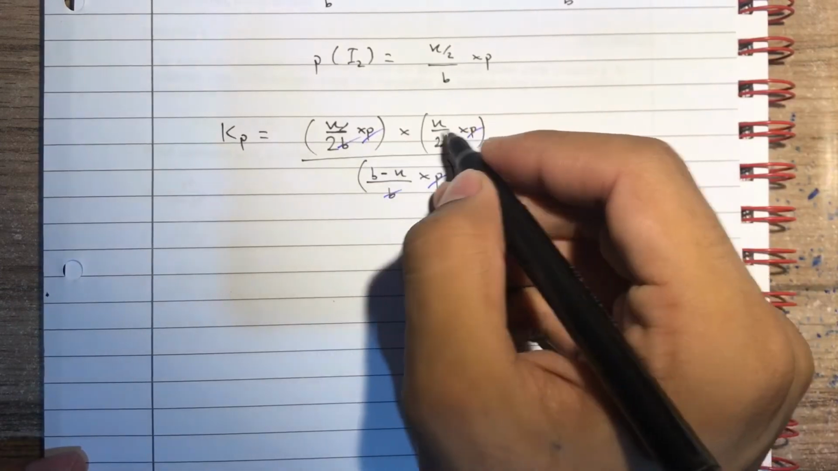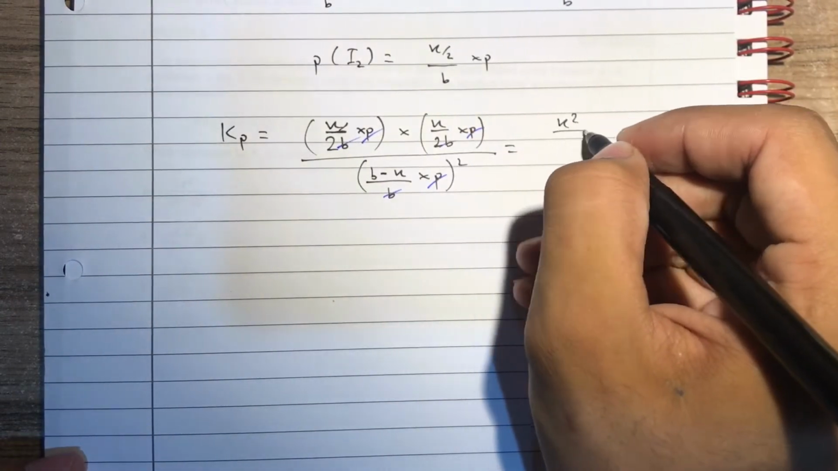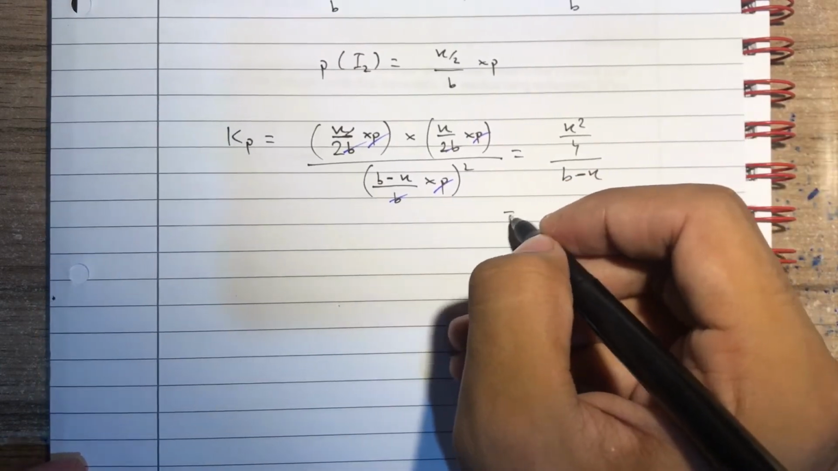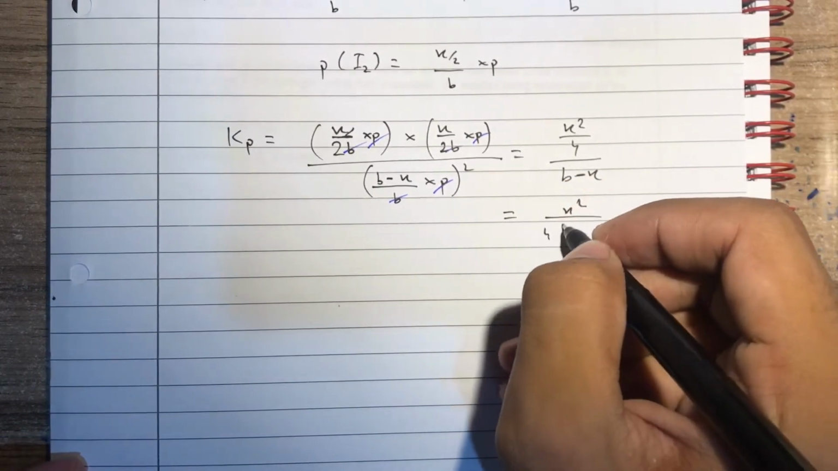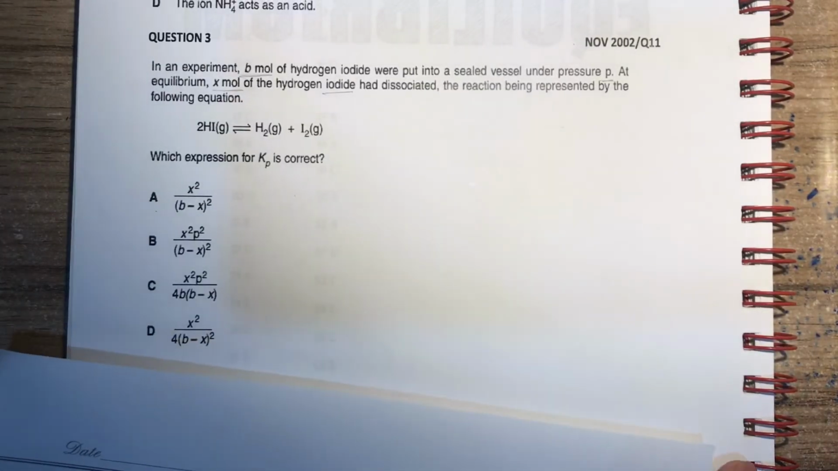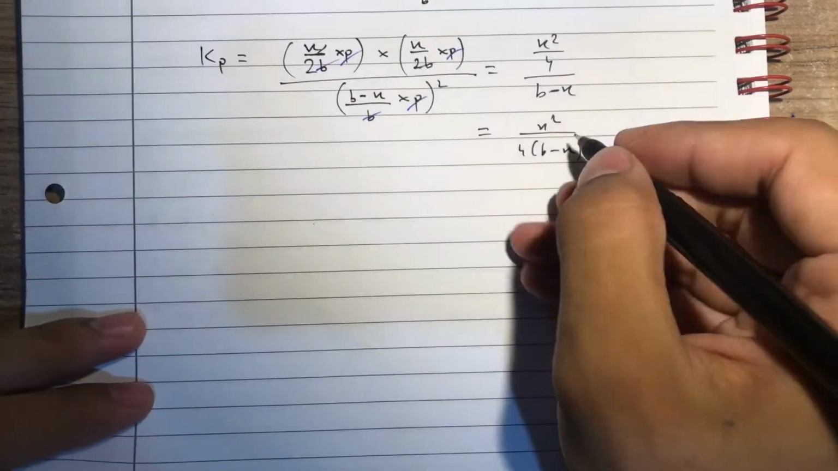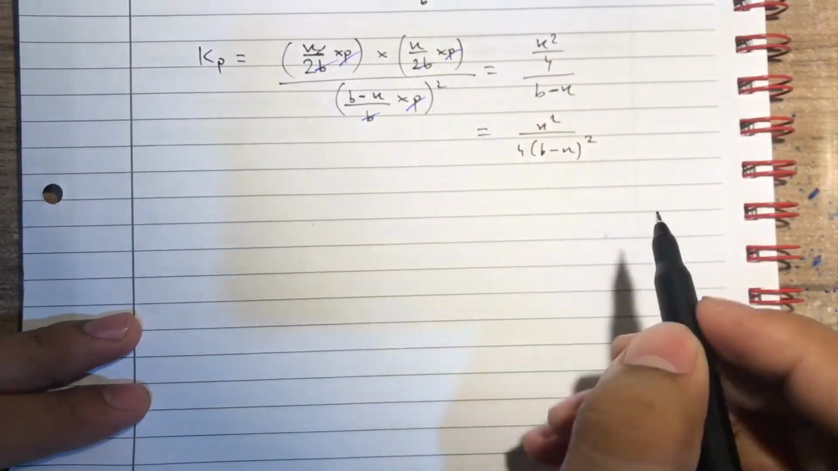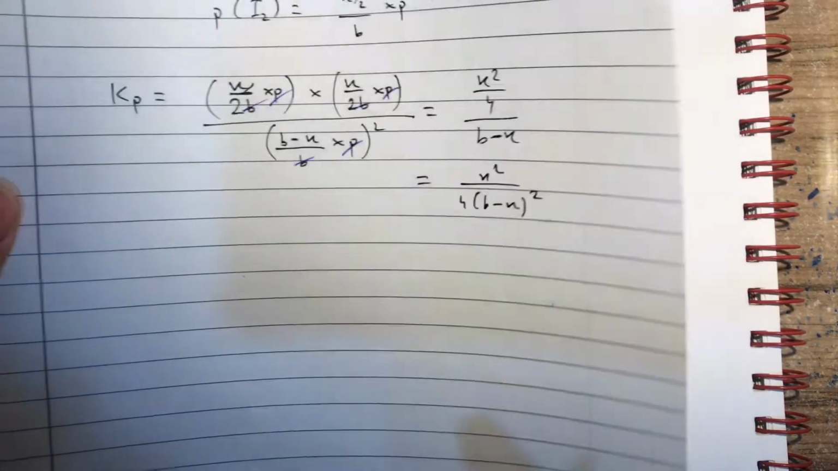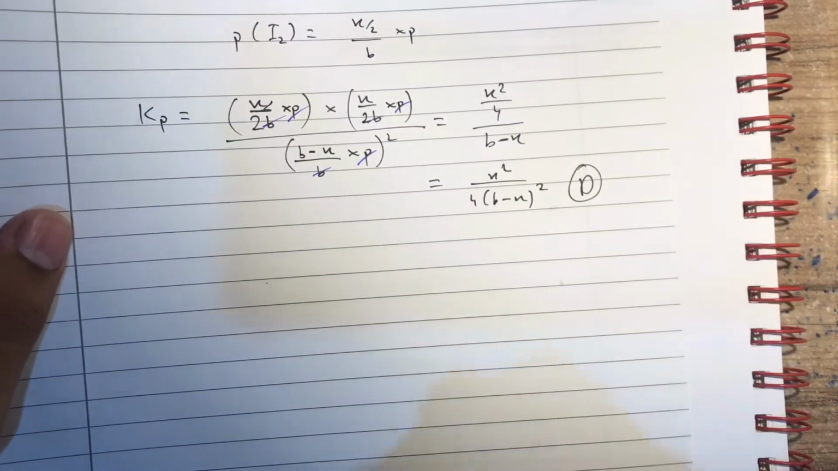Then we'll have X square upon 4 in the numerator upon B minus X. This can be written as X square upon 4 times B minus X. I'm sorry, this will be whole squared because of this. So this is the same as option D. So D is the correct answer.